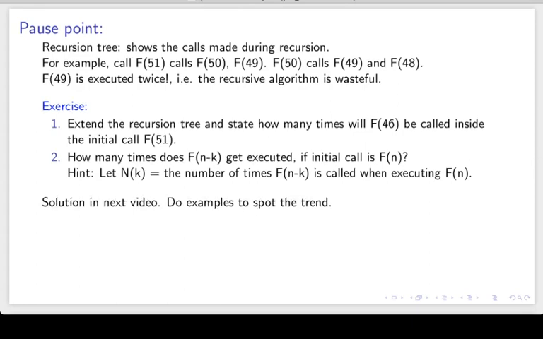All right, so the solution is going to be in the next video as usual. So do the examples to spot the trend, try to prove this, and I'm going to break this segment at this point.